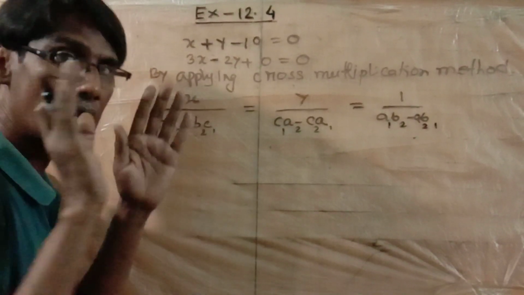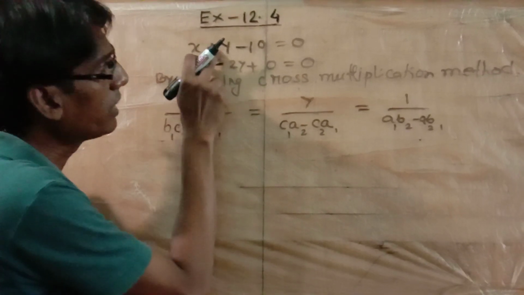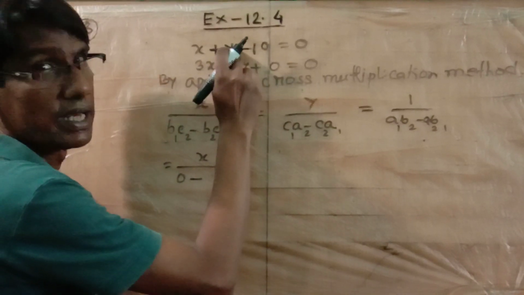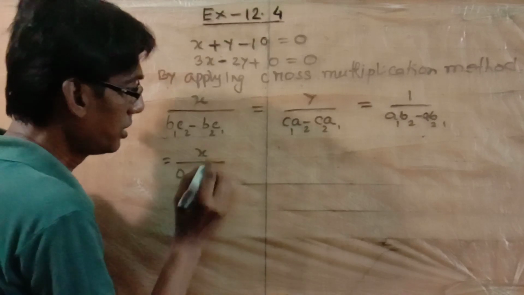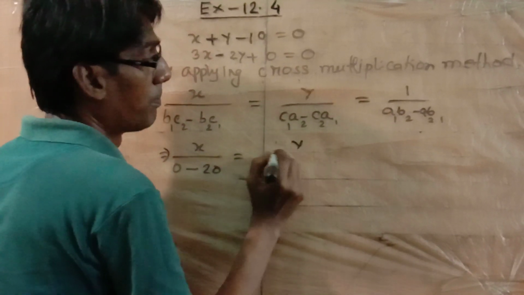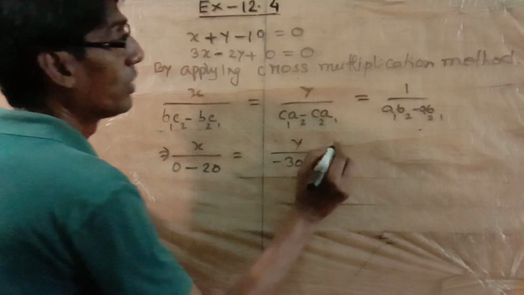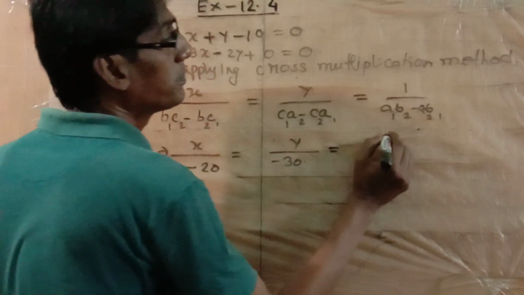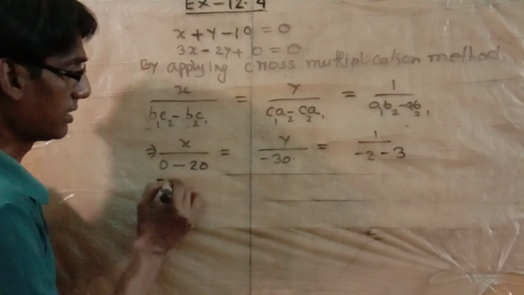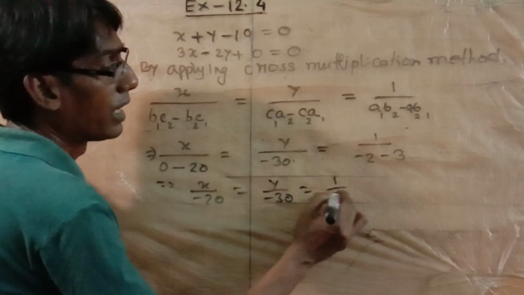That means if I want to find the value of x, I have to multiply this cross, b1 c2 minus b2 c1. So b1 is 1, c2 is 0, that means is equal to 0. Minus, that means 10 into 2 is equal to 20. Clear. Now, c1 a2, that means minus 30 and 0. Now, a1 b2, that means minus 2 and minus 3. So the result is x by minus 20, y by minus 30, 1 by minus 5.